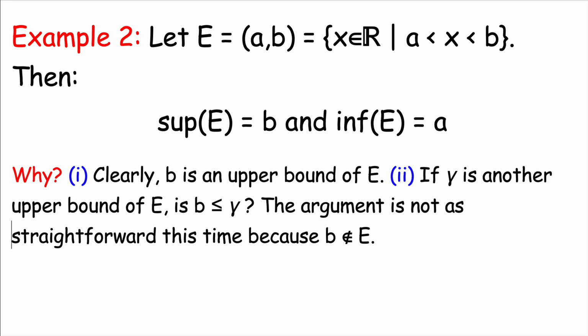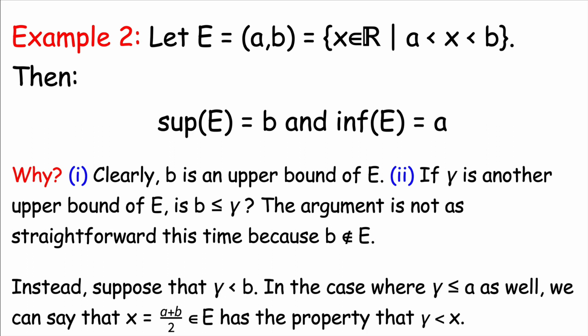Why? Well, the first reason is still clear. B is still clearly an upper bound of E. On the other hand, the second argument is harder. If gamma is another upper bound of E, is B less than or equal to gamma? The argument is not as straightforward this time because B is not an element of E. Instead, we use the contrapositive. Suppose that gamma is less than B. In the special case where gamma happens to be less than or equal to A as well, we can say that the average of the two endpoints, A plus B over 2, is an element of E with the property that gamma is less than x, and we would be done.